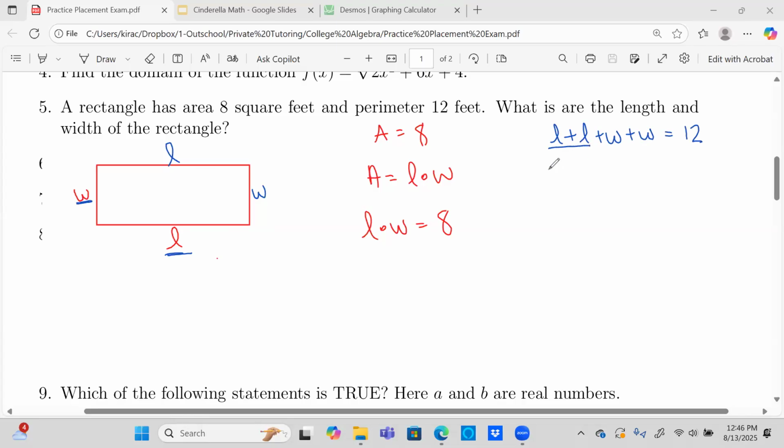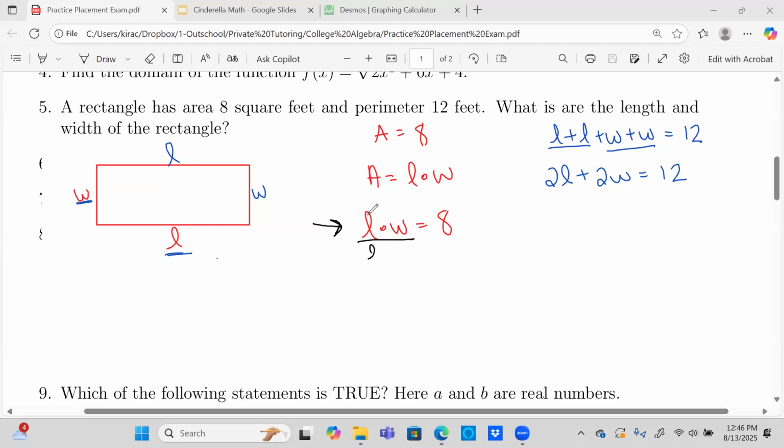These can go together and be 2 length. These can go together and be 2 width is 12. Now, you could probably honestly just guess because these numbers are so low, and get this right. But I'll do it the formal way in case the numbers aren't as pretty. It's doable. You want to take this one most likely and solve for either L or W. I will solve for W.